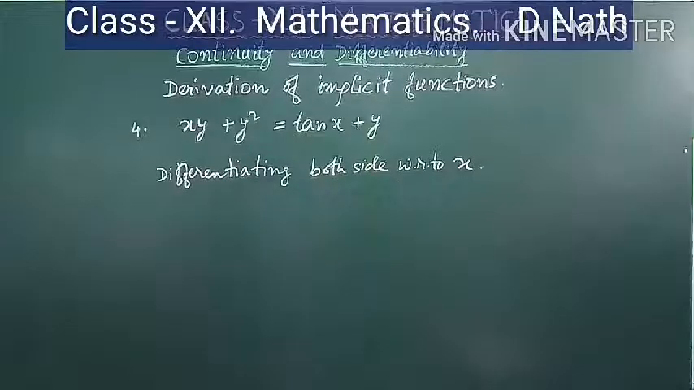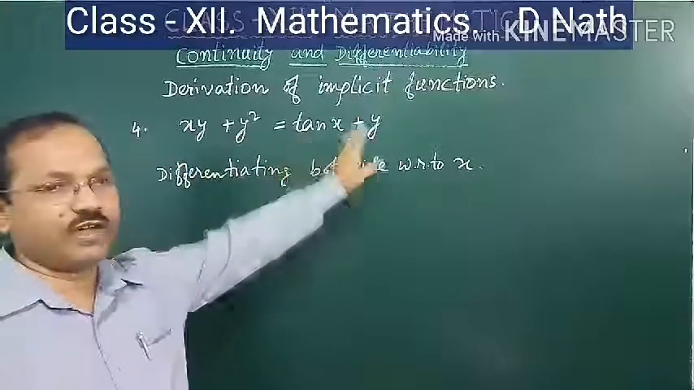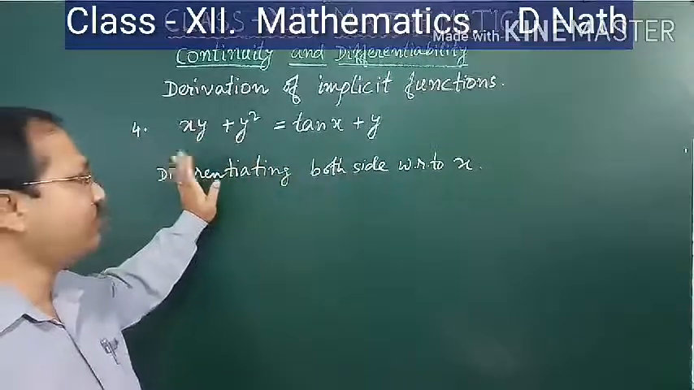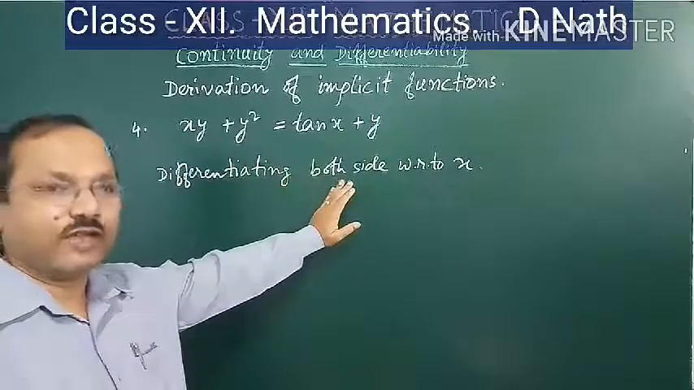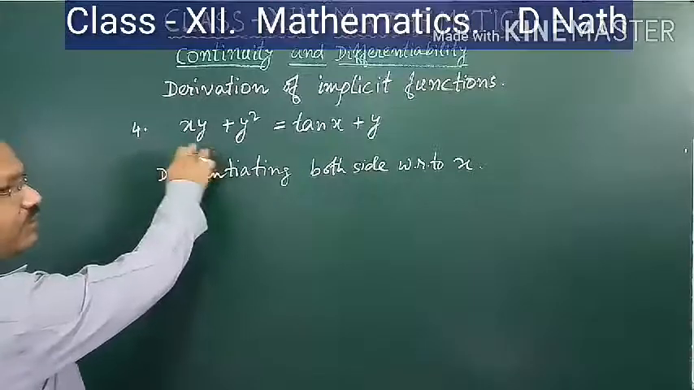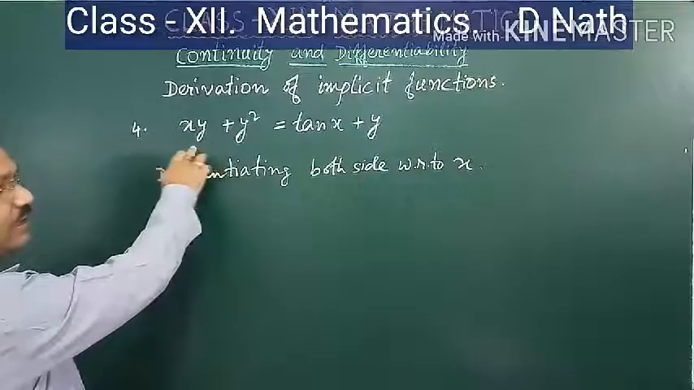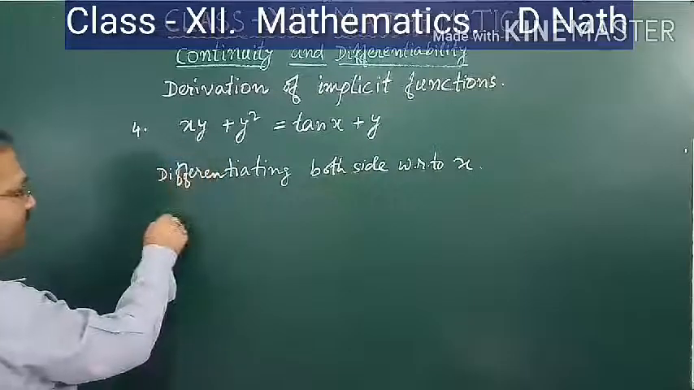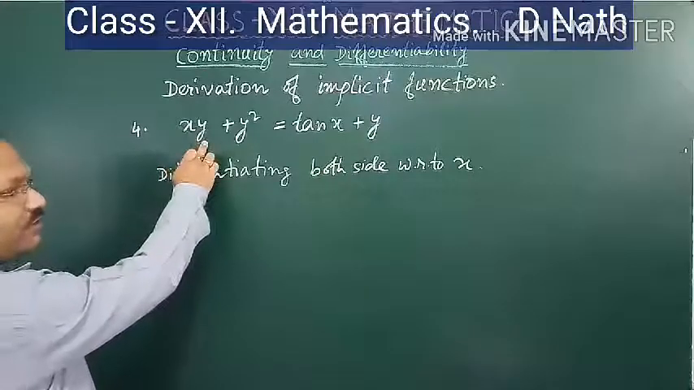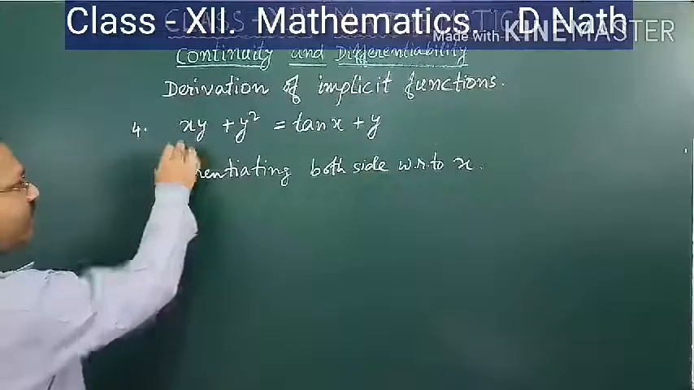So in this question it is given xy plus y square is equal to 10x plus y. Okay, we have to find dy/dx. So here also we will do differentiating both sides with respect to x. What will happen? Here it is the product rule. X, y both are there. So while differentiating we have to use the UV rule, the dx of UV. So it is first term into differentiation of second term plus second term into differentiation of first term.